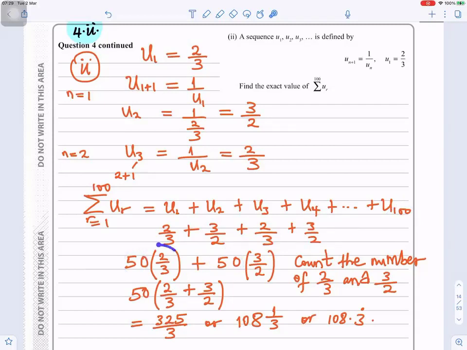So we just multiply 50 times 2 over 3 plus 50 times 3 over 2. What we are doing is counting the number of 2 over 3 and 3 over 2. To do that, you put 50 as a factor, you take it out of the bracket, and you have 2 over 3 plus 3 over 2. Together, you get 325 over 3, which is 108 and 1/3, or 108.3 recurring.